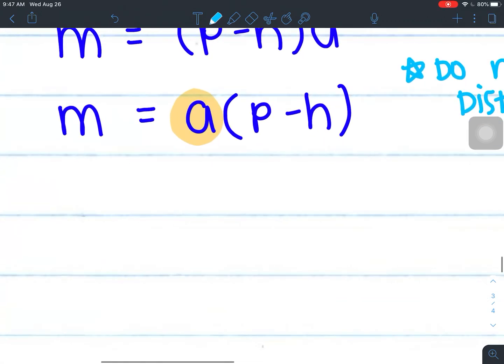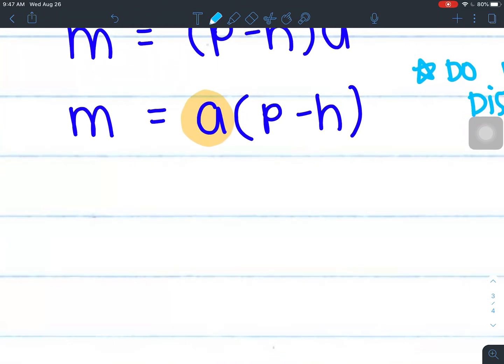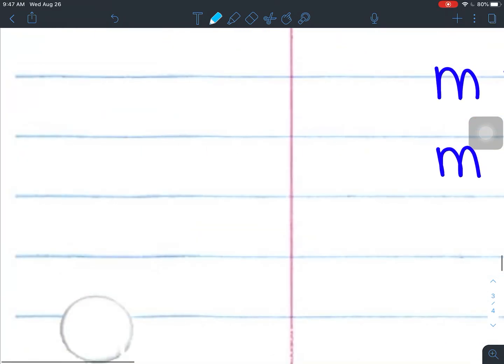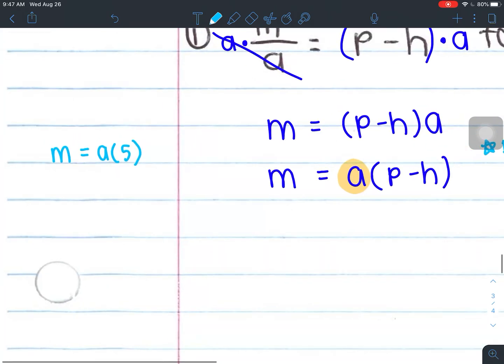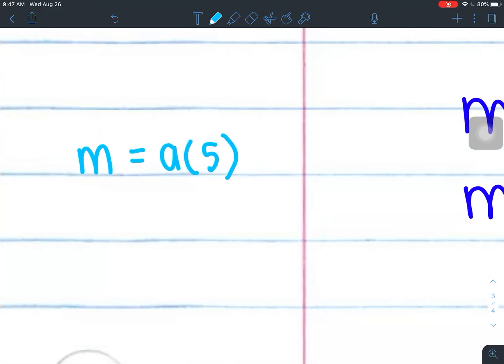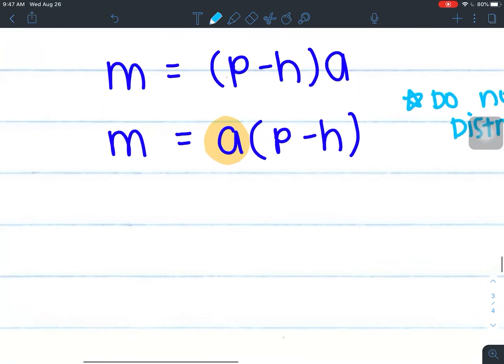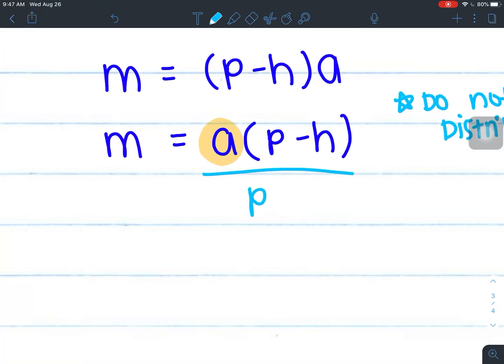So how would you get rid of this? Well, a is being multiplied to p minus h. So I got to get rid of the p minus h. So how do I do that? Okay, well, for example, let's say I had m equals a times 5. So I have the exact same thing as I do over here, except I replace what's inside the parentheses with 5. So how would I get rid of that 5? Well, if a is being multiplied to 5, in order to get rid of the 5, I would divide by 5, right? Or I'd do the opposite. So you would actually do the same thing over here. You want to divide by p minus h in parentheses.